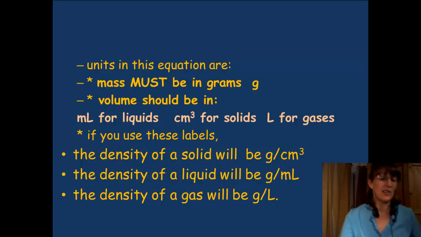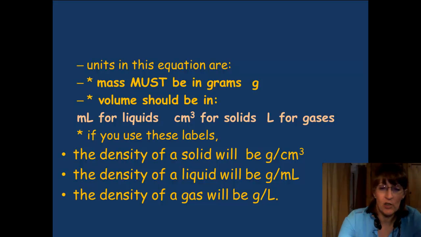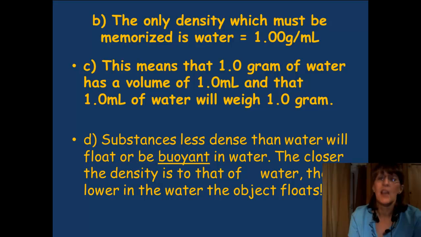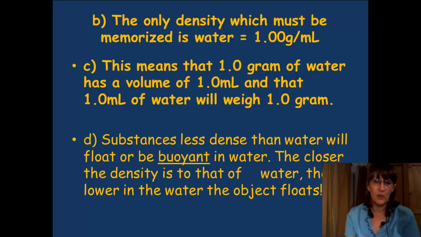Now, the last one is the density of a gas. And the gases are usually measured in grams per liter. That's just a general thing. When we start talking about the gas laws, we'll start talking about the density of gases. The only density that you have to memorize is the density of water, which is 1 gram per milliliter. That means if you have 1 gram of water, it's going to take up a volume of 1 milliliter, which is kind of cool.